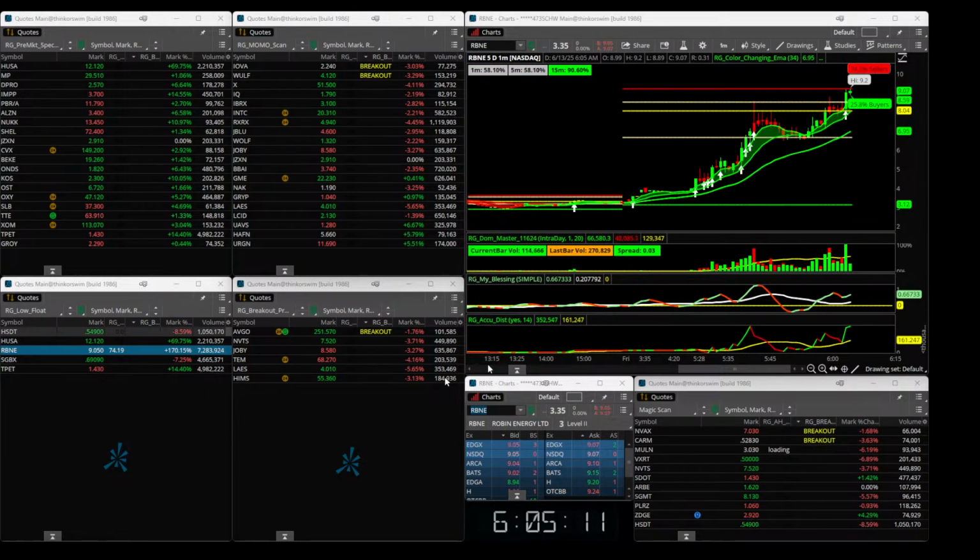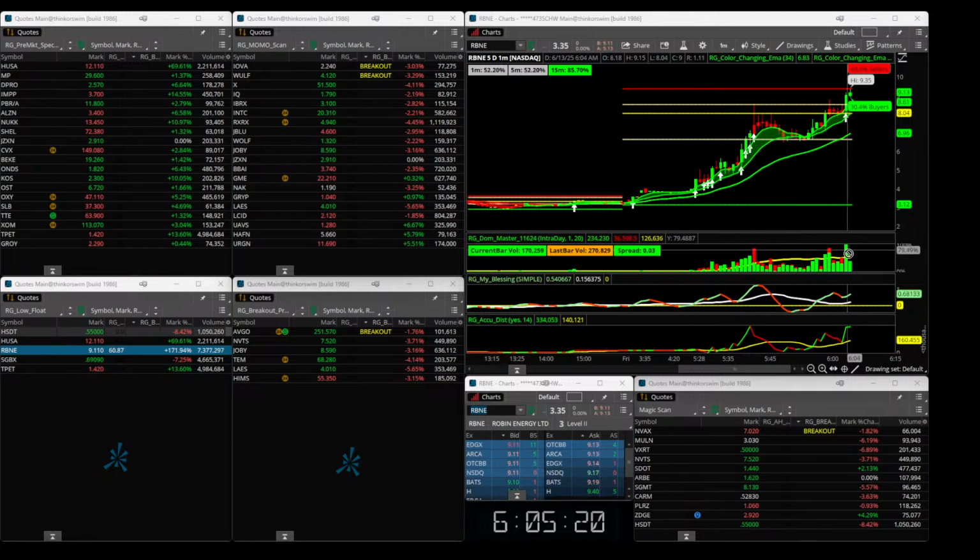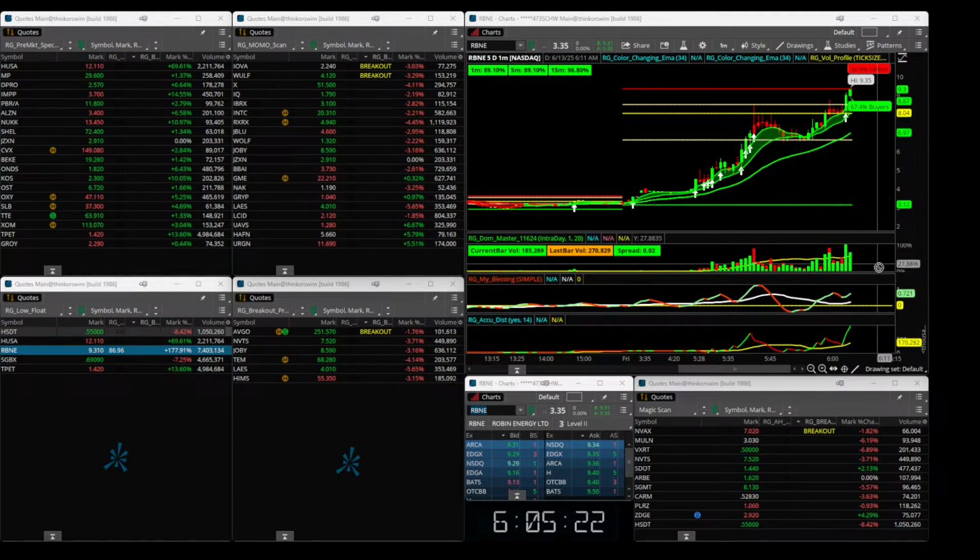Watching these green bars. We want these bars to grow. That means more buyers are coming in. The taller this green bar gets, and preferably above this yellow average volume line, the more it continues the push.